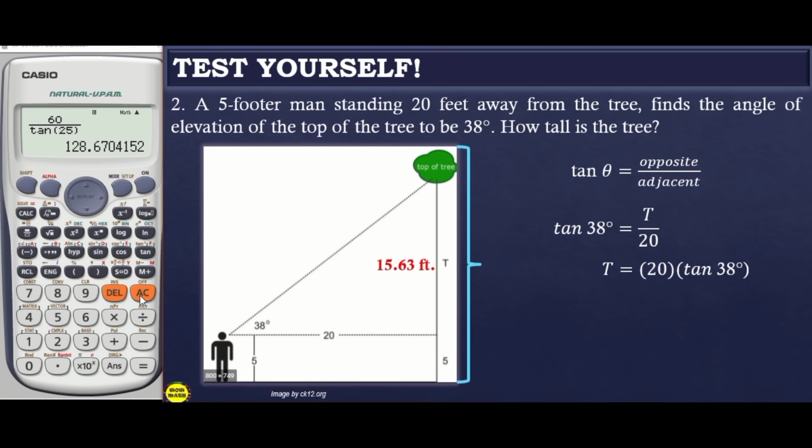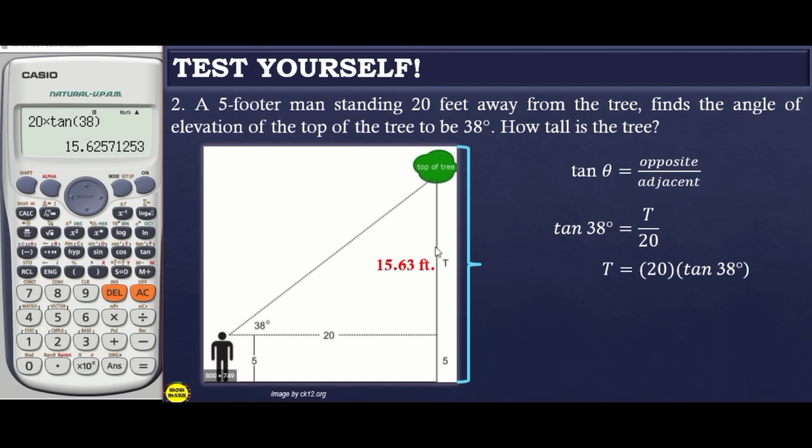So, ang makukuha po natin dyan, let us compute. So, 20 times tangent, click natin ng tangent, 38 degrees. Okay. So, we have 15, so round off na natin, 15.63 feet. So, ito po yung sukat niya. Okay? Ito po yung sukat niya, 15.63 feet. Now, anong gagawin natin? Ang tanong ay how tall is the tree? Etong 15.63 feet mo ay ito pa lang yan. Okay? Ang tinatanong ay height of the tree.